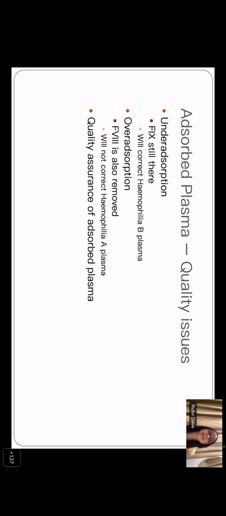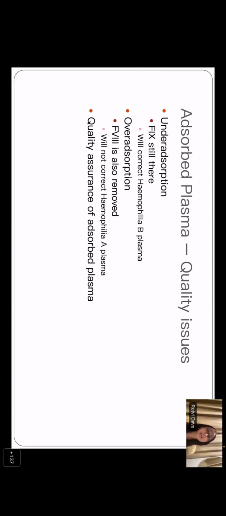You must understand that adsorbed plasma and 8 serum can have quality issues because they are prepared in-house. Suppose you have under-adsorbed, you have not properly adsorbed it, it is possible that the factor 9 is still there. And as a result, it will correct for hemophilia B plasma. On the other hand, if you over-adsorb, which means you allow the adsorption to go beyond 3 minutes and remain for a longer time, it may get over-adsorbed. So this means that not only 9, but other factors will also get removed. Even the factor 8 may get removed. And as a result, it will not correct for hemophilia A plasma.